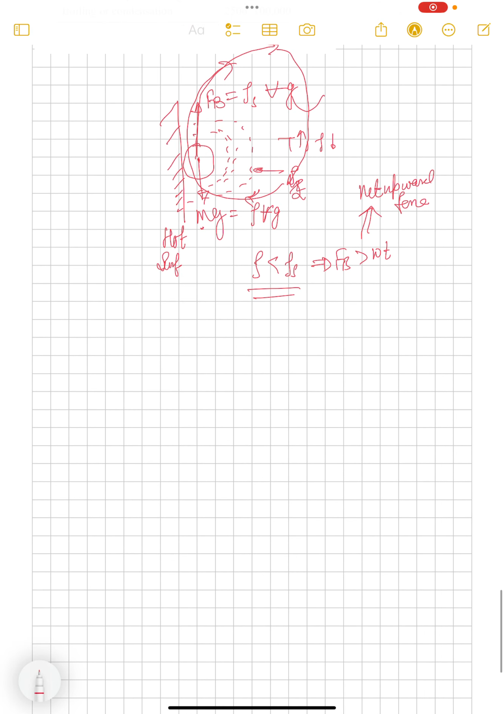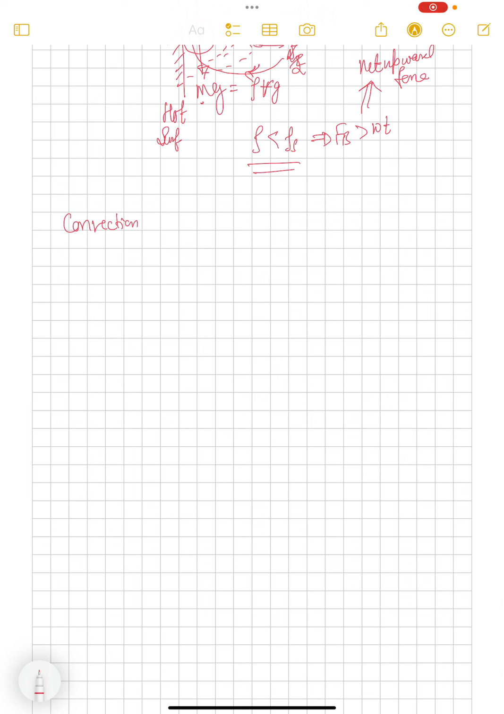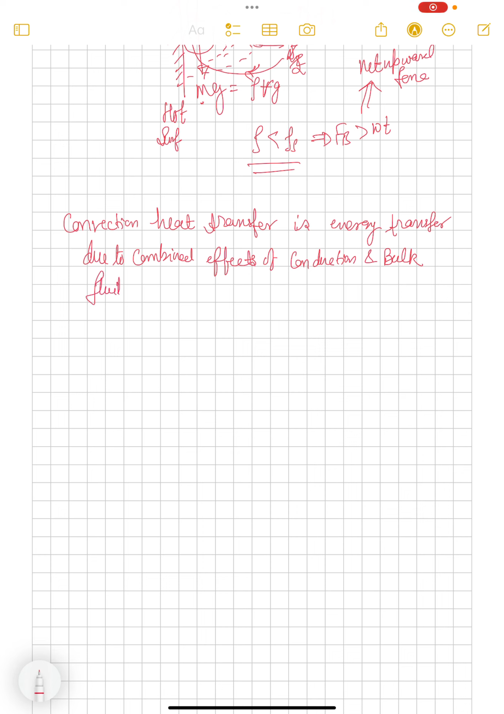So, in a nutshell, convection heat transfer is energy transfer due to the combined effects of conduction and bulk fluid motion.